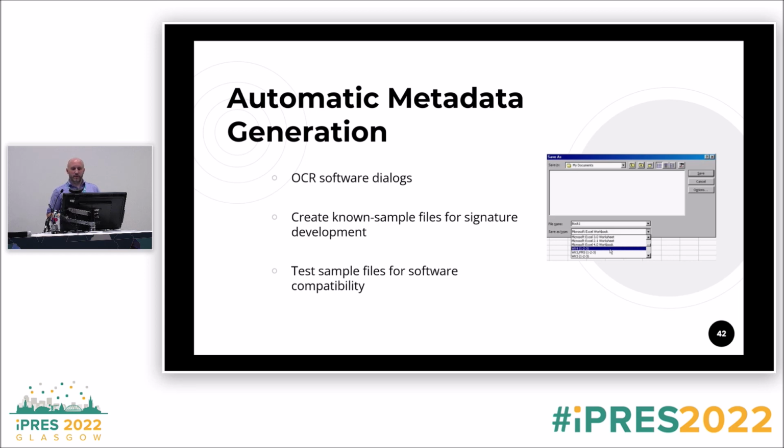And then we can also create examples of every single file format that a software application can create, which can then be used to create file format signatures to feed into our file format identification tools. So there's a lot of potential for using this automation to do really good things that will support the whole digital preservation community, not just those using emulation.